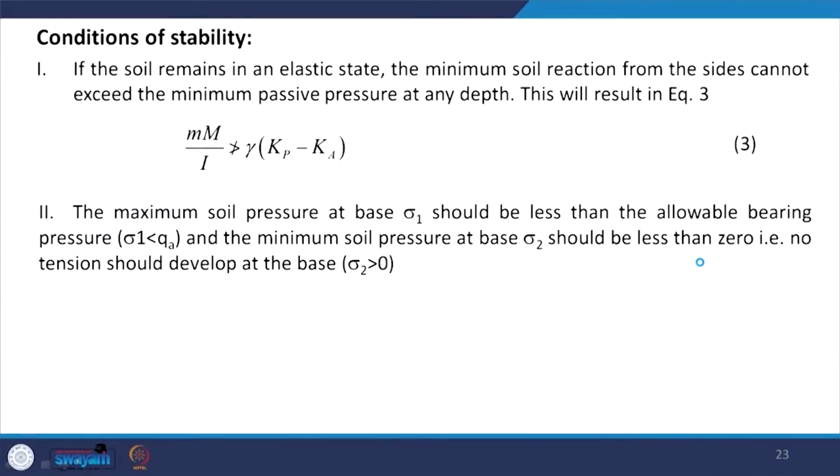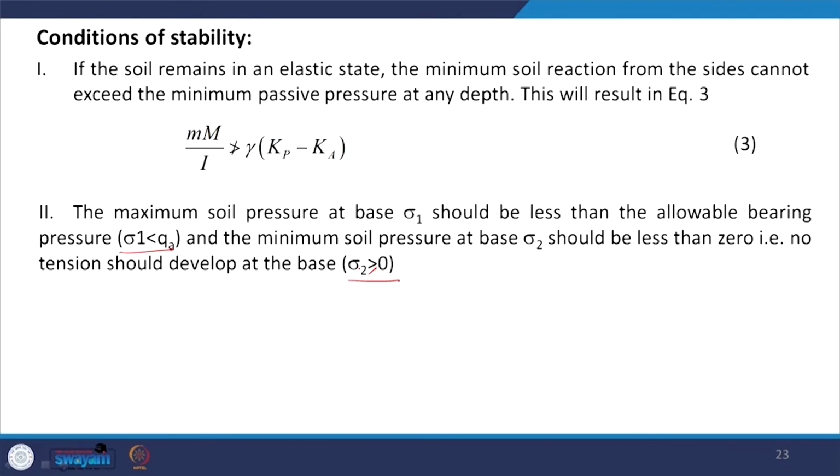So, continue with the checks which we have applied, the last check especially, the condition of stability, that is equation third. For equation third, there are two conditions. If the soil remains in an elastic state, the minimum soil reaction from the sides cannot exceed the minimum pressure at any depth. This results in equation third, which we have already discussed. The next condition we also discussed: the maximum soil pressure should be at the base, sigma 1 should be less than Qa, the allowable bearing pressure, and sigma 2 should be greater than or equal to 0. So, most of the contents of this slide we have already discussed.